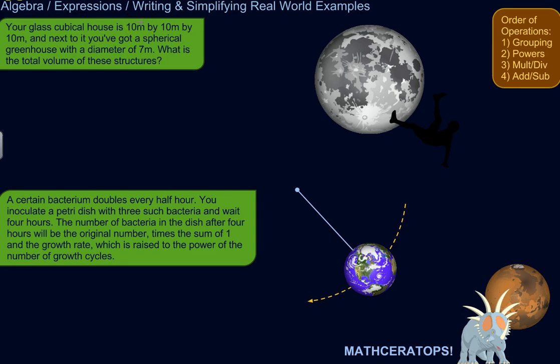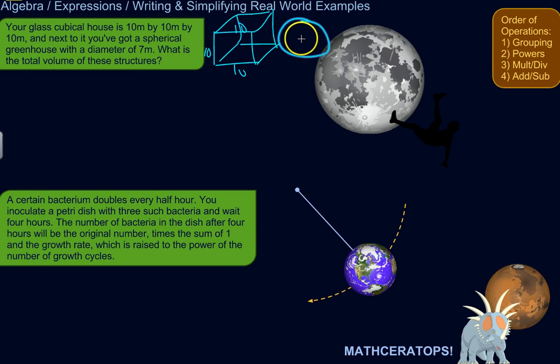You can imagine something like it needing to be solved in the real world. Suppose you have this awesome cubicle house. It's a cube, meaning all of its measurements are the same: length, width, height. You have this awesome glass cube for a house, and it's 10 meters by 10 meters by 10 meters. And next to it you've got a spherical greenhouse with a diameter of 7 meters.